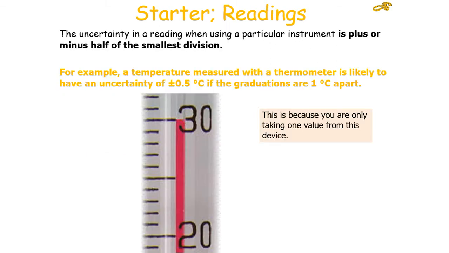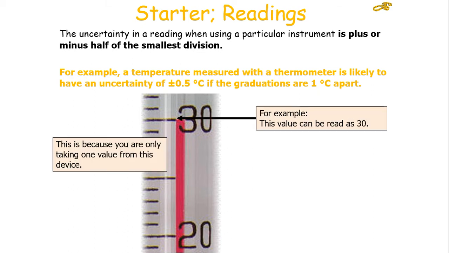Now, the uncertainty in a reading when using a particular instrument is plus or minus half of the smallest division. So, for example, a temperature measured with a thermometer is likely to have an uncertainty of plus or minus 0.5 degrees Celsius if the graduations are 1 degree Celsius apart. Now, that's because in a reading, when you only look at a measuring device once, the absolute uncertainty is half of the smallest division. And because the smallest division in a thermometer is 1 degree, that means our absolute uncertainty is plus or minus half a degree. So this is because you're only taking 1 value from the device.